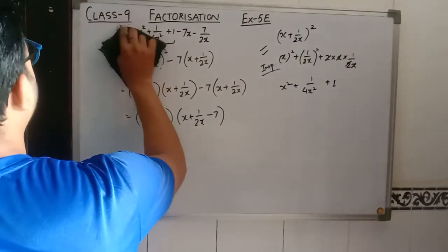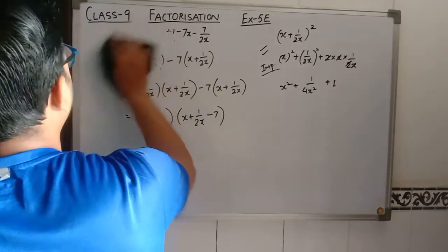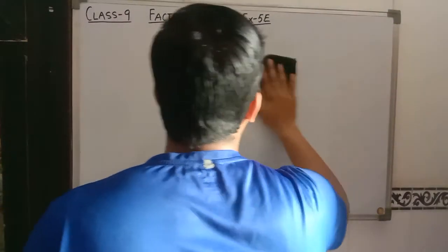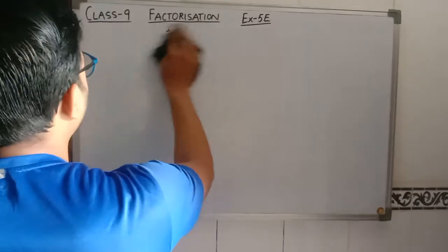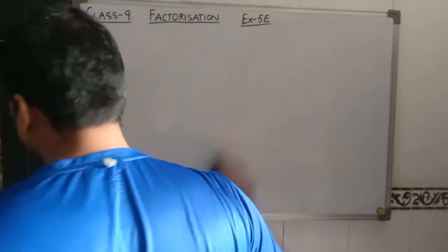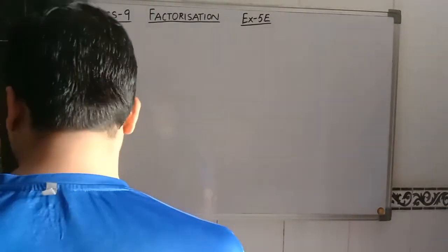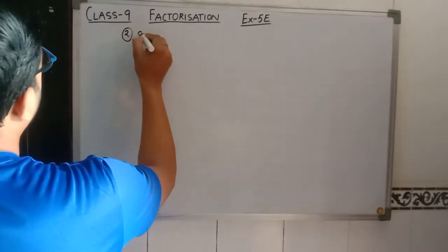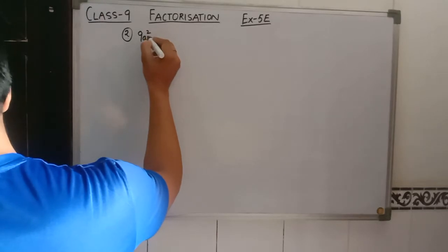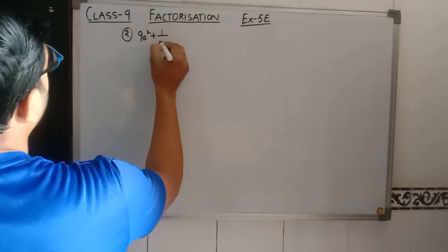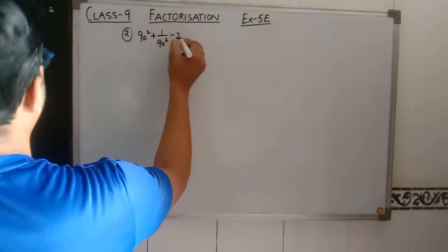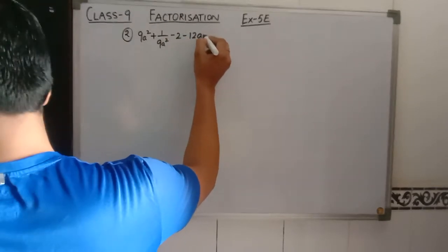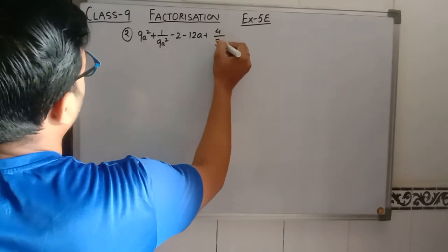Proceeding further, we are coming to the next question, question number 2. The only quality which we have to develop in this question is to learn all the identities and to apply them immediately. Question number 2 is 9a square plus 1 upon 9a square minus 2 minus 12a plus 4 upon 3a.